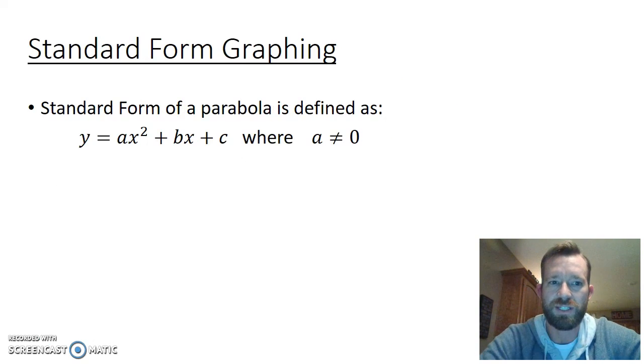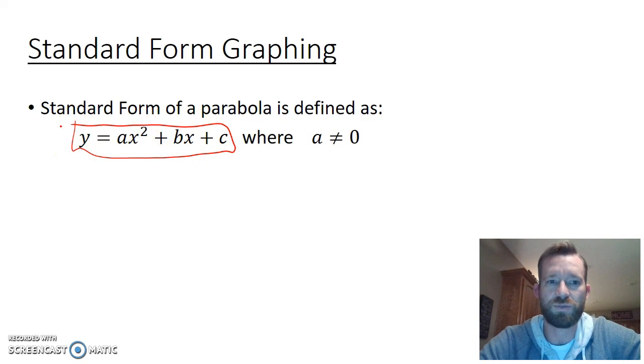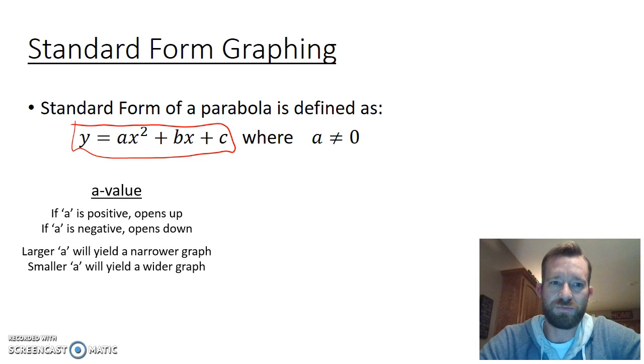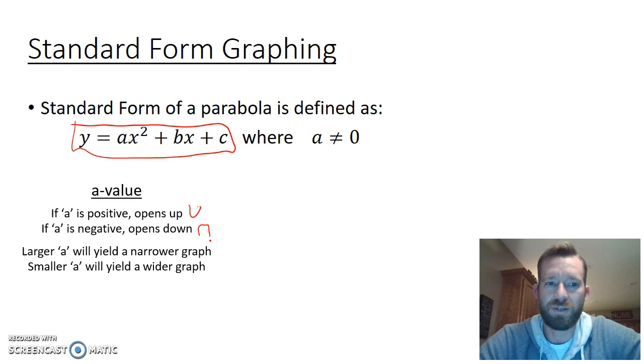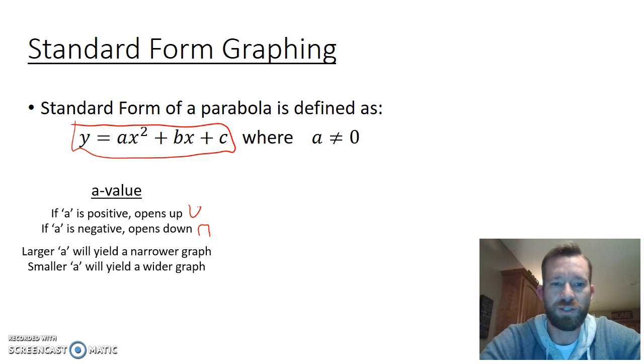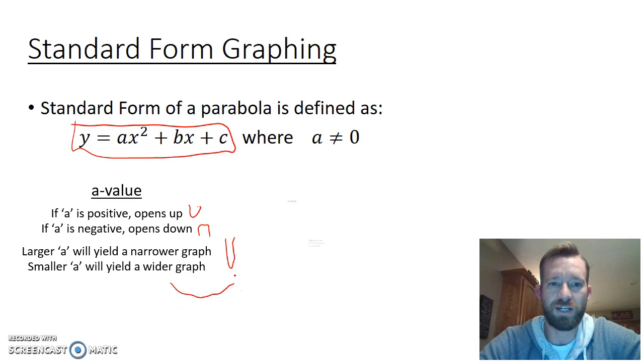When we talk about standard form, this is really what standard form is: ax squared plus bx plus c. Each of these letters does something. The a value, if it's positive, makes the parabola open up. If it's negative, it makes the parabola open down. A larger a value will yield a narrower graph, whereas a smaller a value will yield a wider graph.